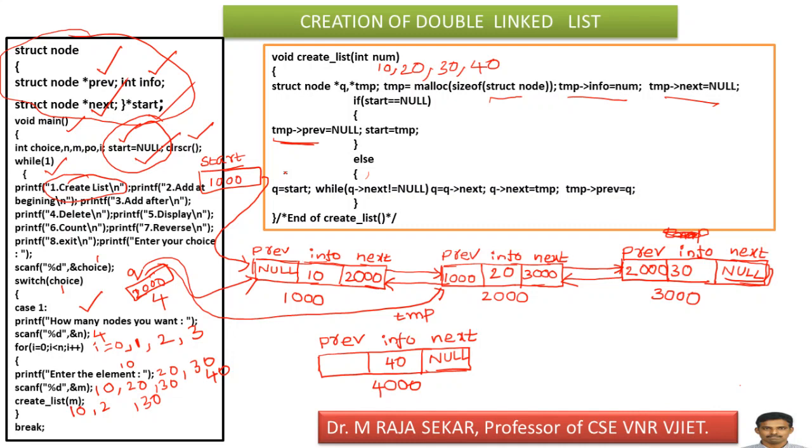Now, if start equal to null, what is my start value? 1000. 1000 cannot be null. Else, q equal to start. What is my start? 1000. Therefore, q, start means here it will point to the first node as usual. While q->next not equal to null. q means what? 1000. 1000 next is 2000. 2000 not equal to null. True. The while loop's condition is true. The immediate statement will get executed. q equal to q->next. What is q? 1000. q equal to 1000 next means 2000. Now it becomes 2000. Again it will point here.